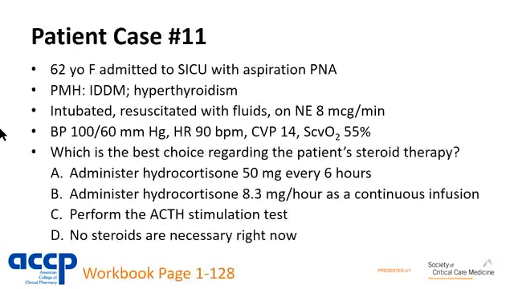I'll wrap up by talking about corticosteroids by starting with a case. This is a patient who was admitted to the SICU with aspiration pneumonia. The patient's intubated, resuscitated with fluid, started on 8 mics of norepi. The blood pressure is here. CVP is 14, ScvO2 is 55. So which is the best choice regarding the patient's steroid therapy?